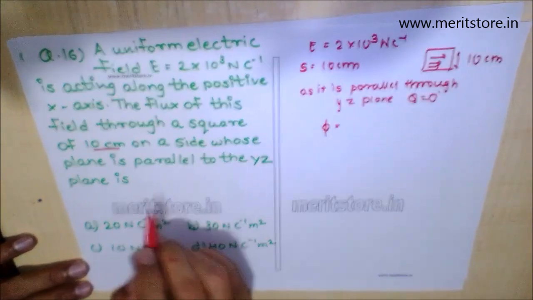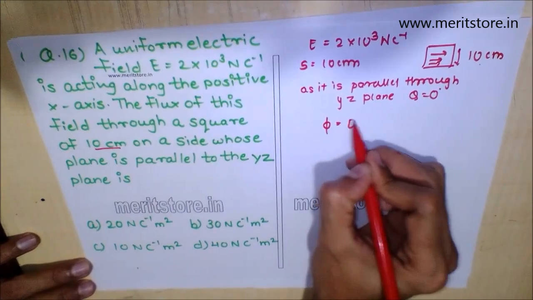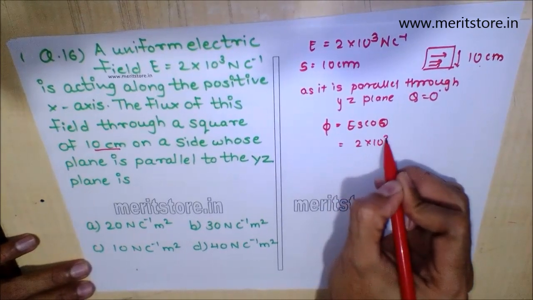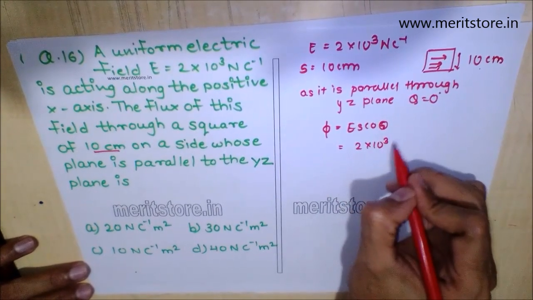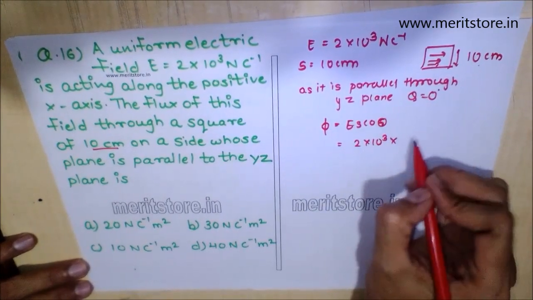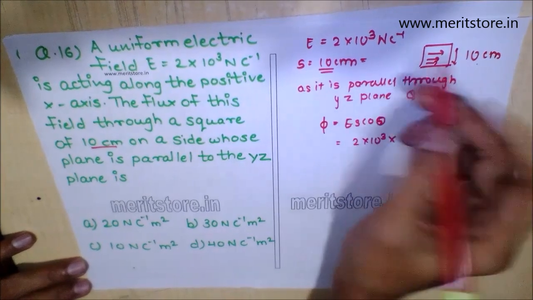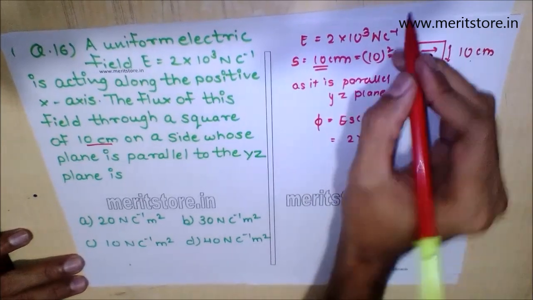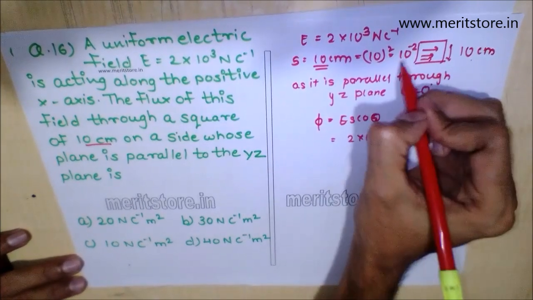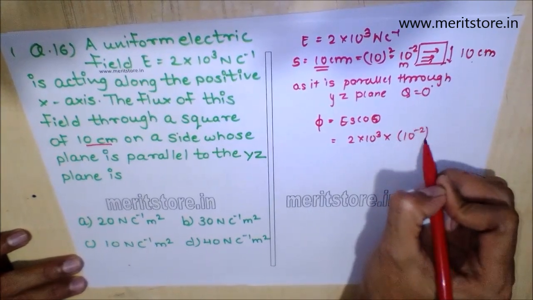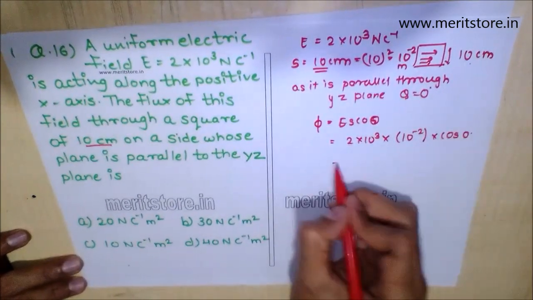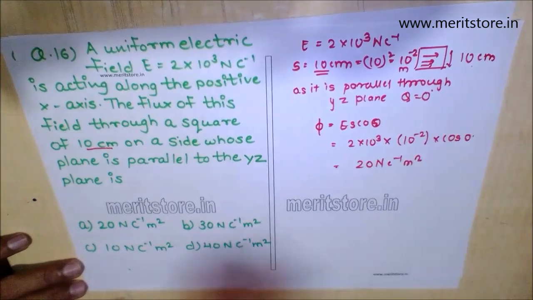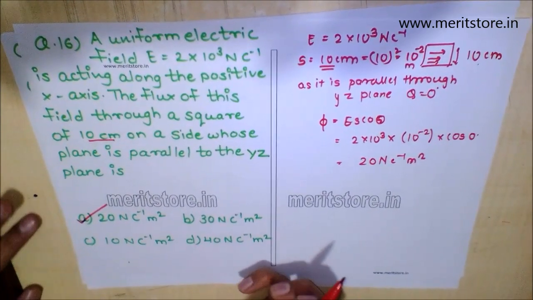So the flux through the square is given by the formula E S cos theta, which is equal to 2 into 10 raised to 3 into S. This is one side, so for a square the area becomes side square, that is 10 square. Converting it into meters, we get 10 raised to minus 2 meters, into cos of theta, which is 0. Solving all this, we get 20 N C inverse m square. So we have the answer A, 20 N C inverse m square.